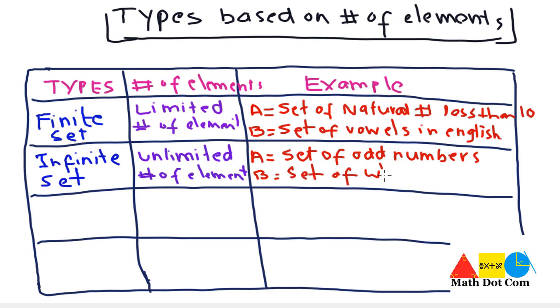Another example is the set of whole numbers. This set also consists of unlimited numbers, starting from 0 and going on. We cannot say that the whole numbers are up to 10 or 11 or 12 or 100 or 1000. We don't have a limit for this set, so this is called an infinite set. Any set that has no limit is called an infinite set. Then the next type of set based on the number of elements is the empty set.